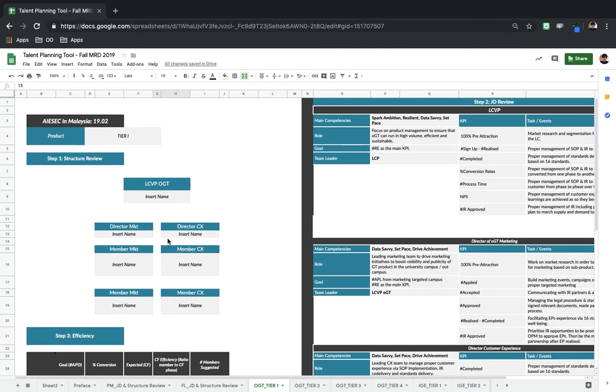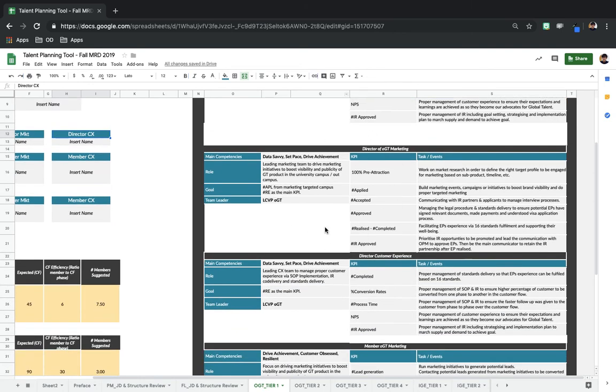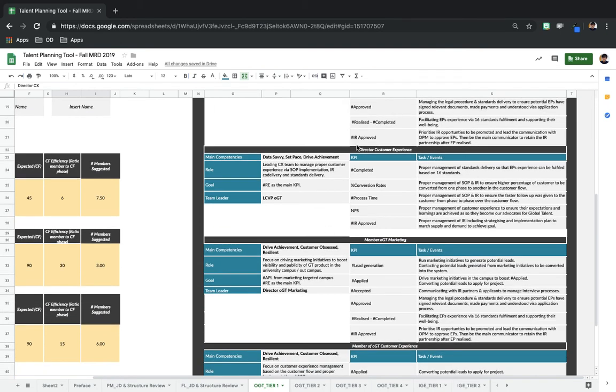And also you have one extra director to help manage CX. Okay, so LCVP is similar, really very strategic in managing the product and also the directors, and director OGT marketing running the physical initiatives based on target campus, and director customer experience. What I put here is driving proper SOP, driving IR code delivery and standards delivery.